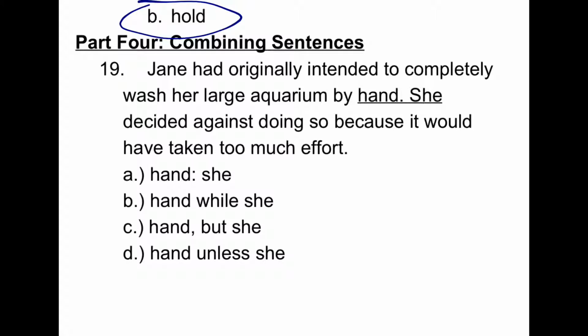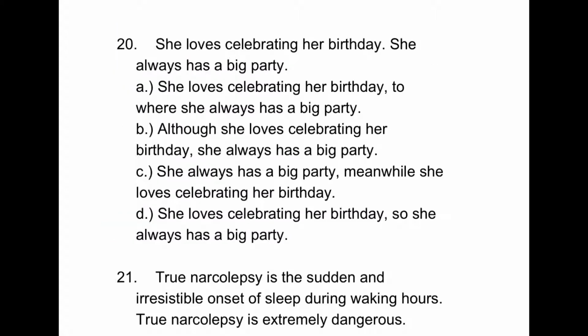19, Jane had originally intended to completely wash her large aquarium by hand, comma, but she. Just the period here would kind of work, but is a better choice because it shows the relationship between the two. 20, she loves celebrating her birthday, so she always has a big party. Same idea as the previous. We want to show the relationship between the sentences.